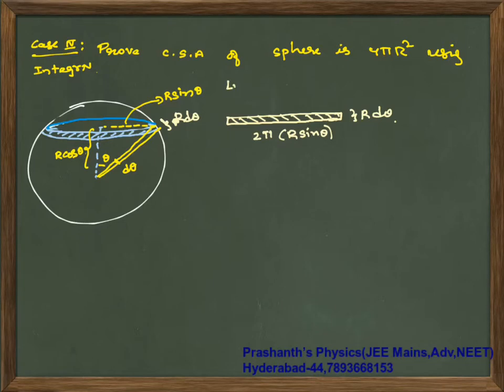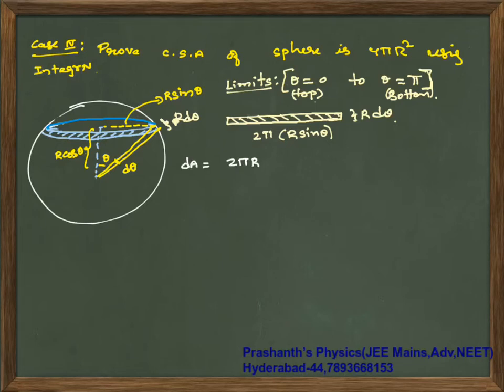Now your limits are from theta equal to 0 to, if theta is 0, that ring will be on the top, to theta equal to pi. Okay, it's not 2 pi, it is pi. If theta is 180 degrees, that ring comes to bottom. If it is semicircle, your limits will be theta equal to 0 to theta equal to pi by 2. So in this case, your small area dA is 2 pi r sin theta times r d theta, because small area is in the shape of rectangle.